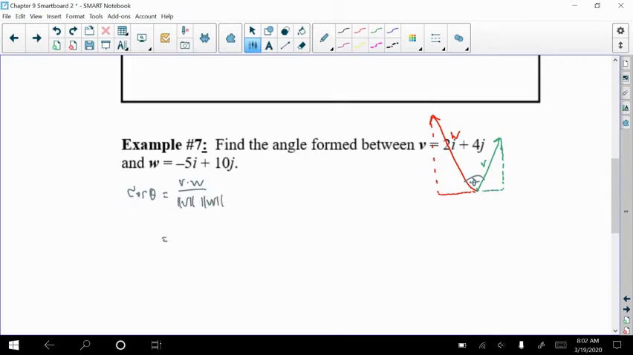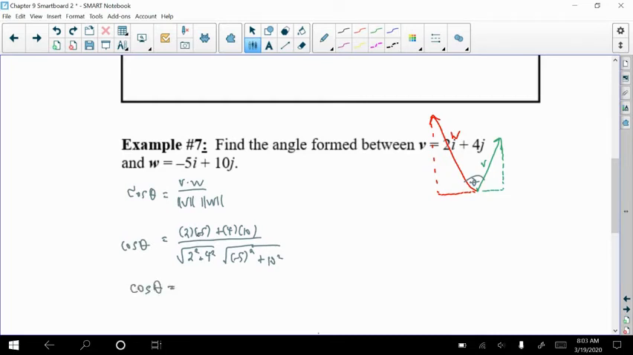Okay, so dot product, here we go, in action. We're just looking at the i's. So 2 times negative 5 plus the j's, 10 times 4. So the dot product, and then divided by the product of the magnitudes. So for vector v, it's 2 squared plus 4 squared. Remember, it's just the Pythagorean theorem. And then for w, it's negative 5 squared plus 10 squared. Okay, so remember, this is what cosine of theta is equal to. So it's not theta just yet.